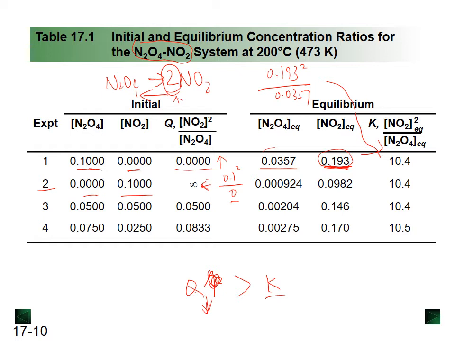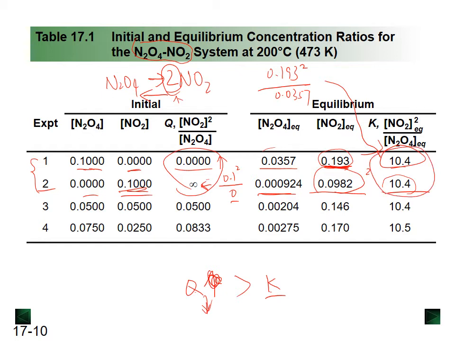Okay, so at equilibrium, we can see the product goes from 0.1 to 0.0982, and the reactants increased to 0.00924. And you use product divided by reactants, also don't forget the square, and that gives you 10.4. Again, you can see the equilibrium constant is the same, even though we start from different reactant and product concentrations. The Q values are different, from 0 to infinity, but K is the same.